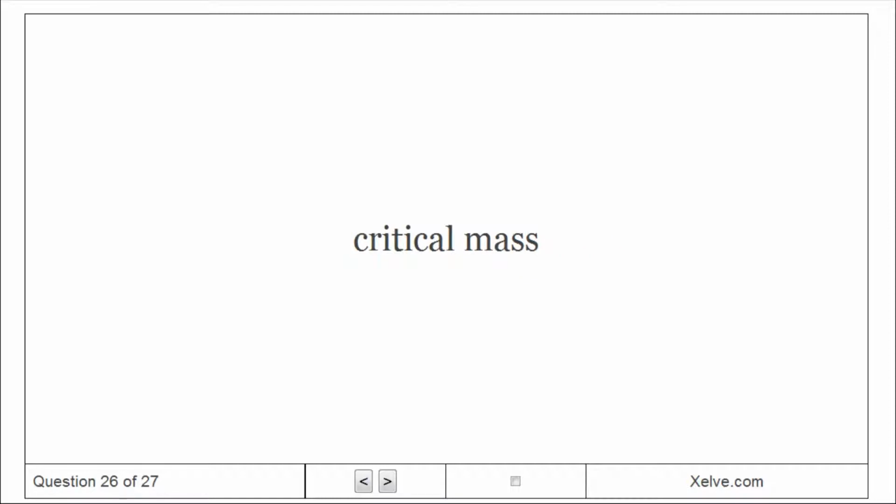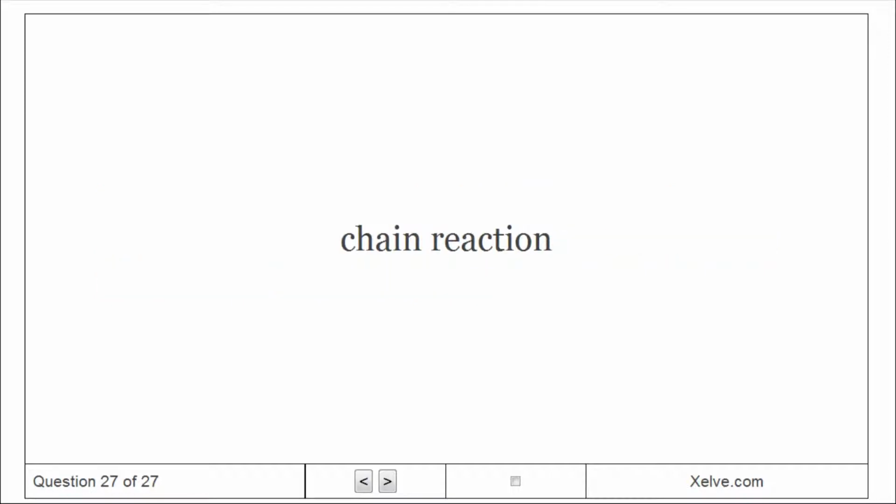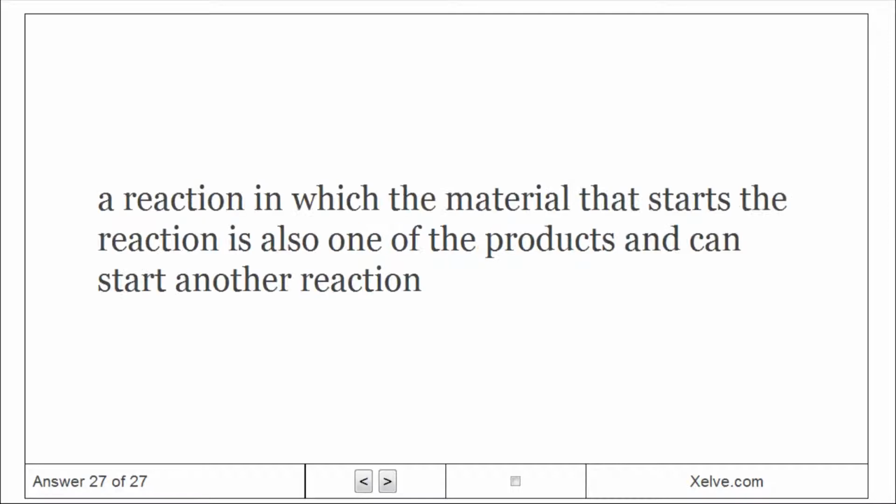Critical mass. The minimum mass of a fissionable isotope that provides the number of neutrons needed to sustain a chain reaction. Chain reaction. A reaction in which the material that starts the reaction is also one of the products and can start another reaction.